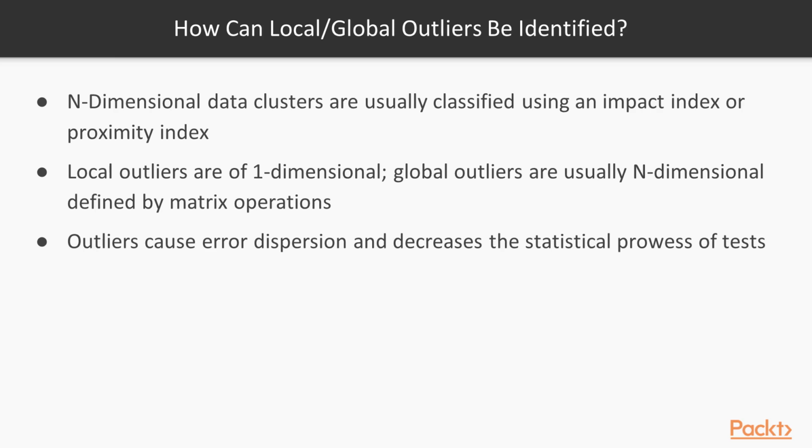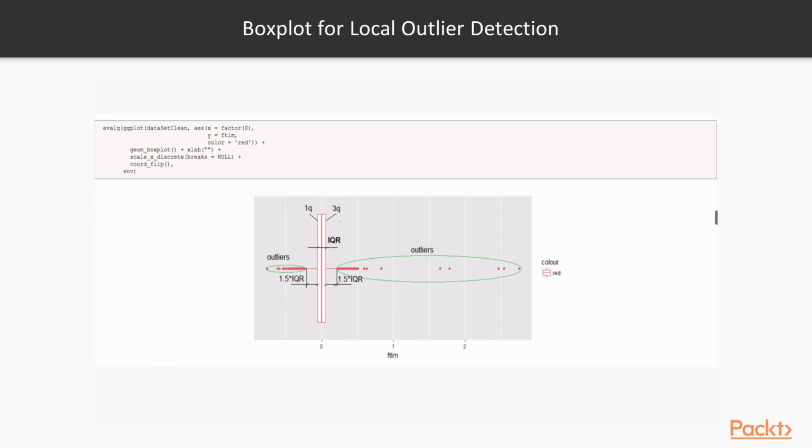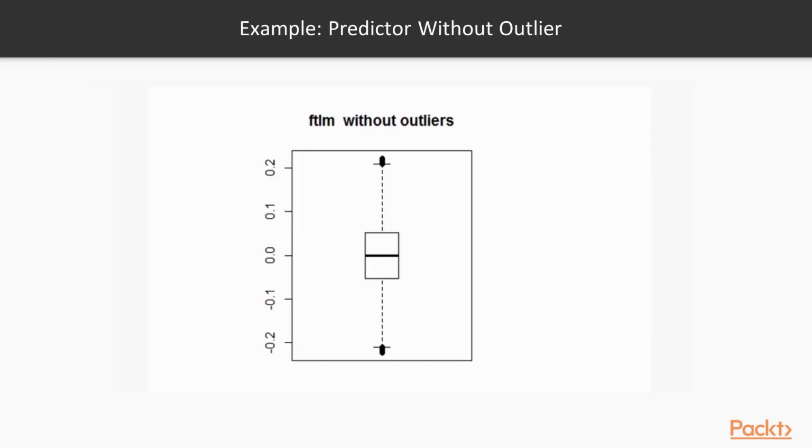Now we have global and local outliers. Usually local outliers, like I said before, are easily found using a boxplot. This is how you carry out a boxplot configuration using aesthetics. In this case, we're focused on the FTLM digital filter. The text will give you more information regarding these digital filters, why they were chosen.